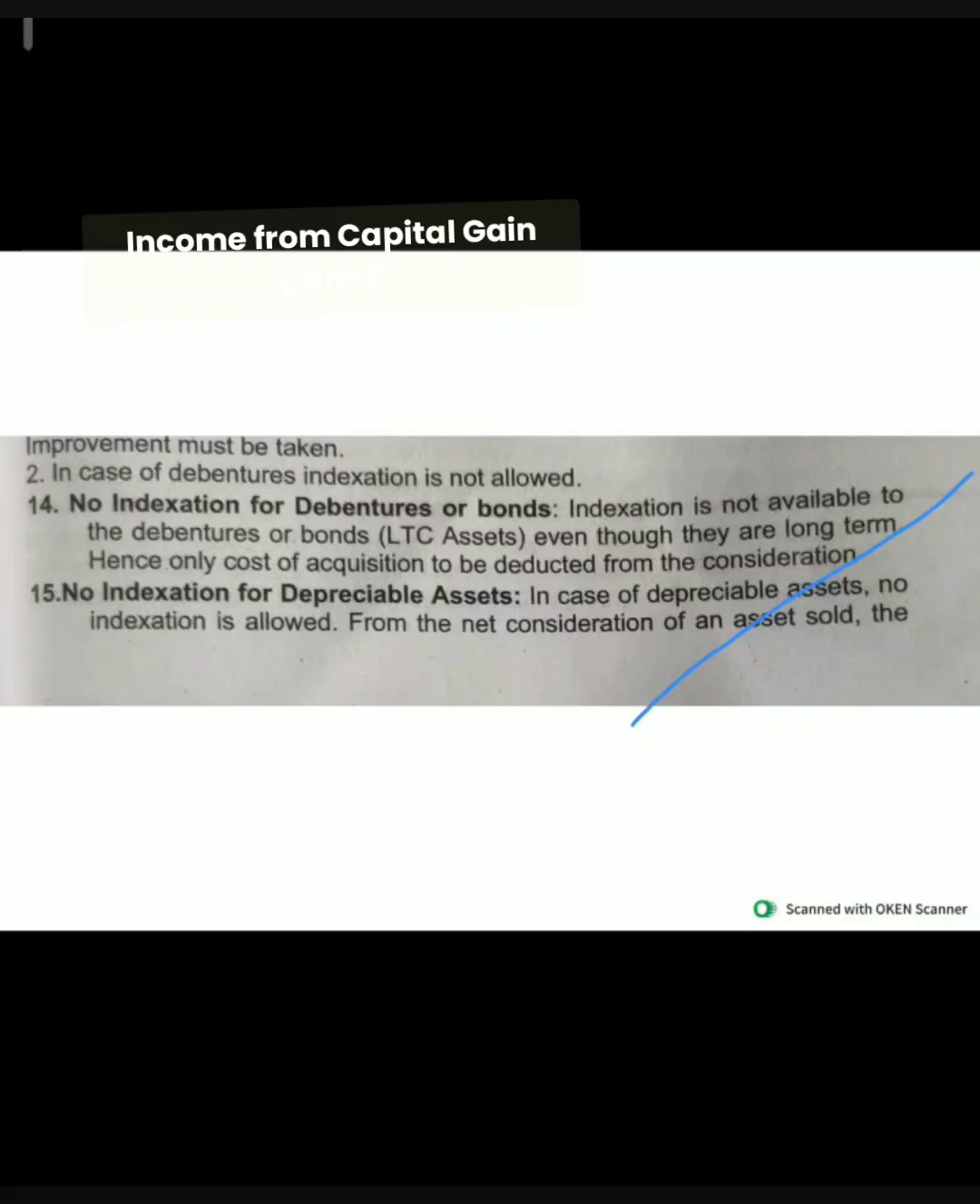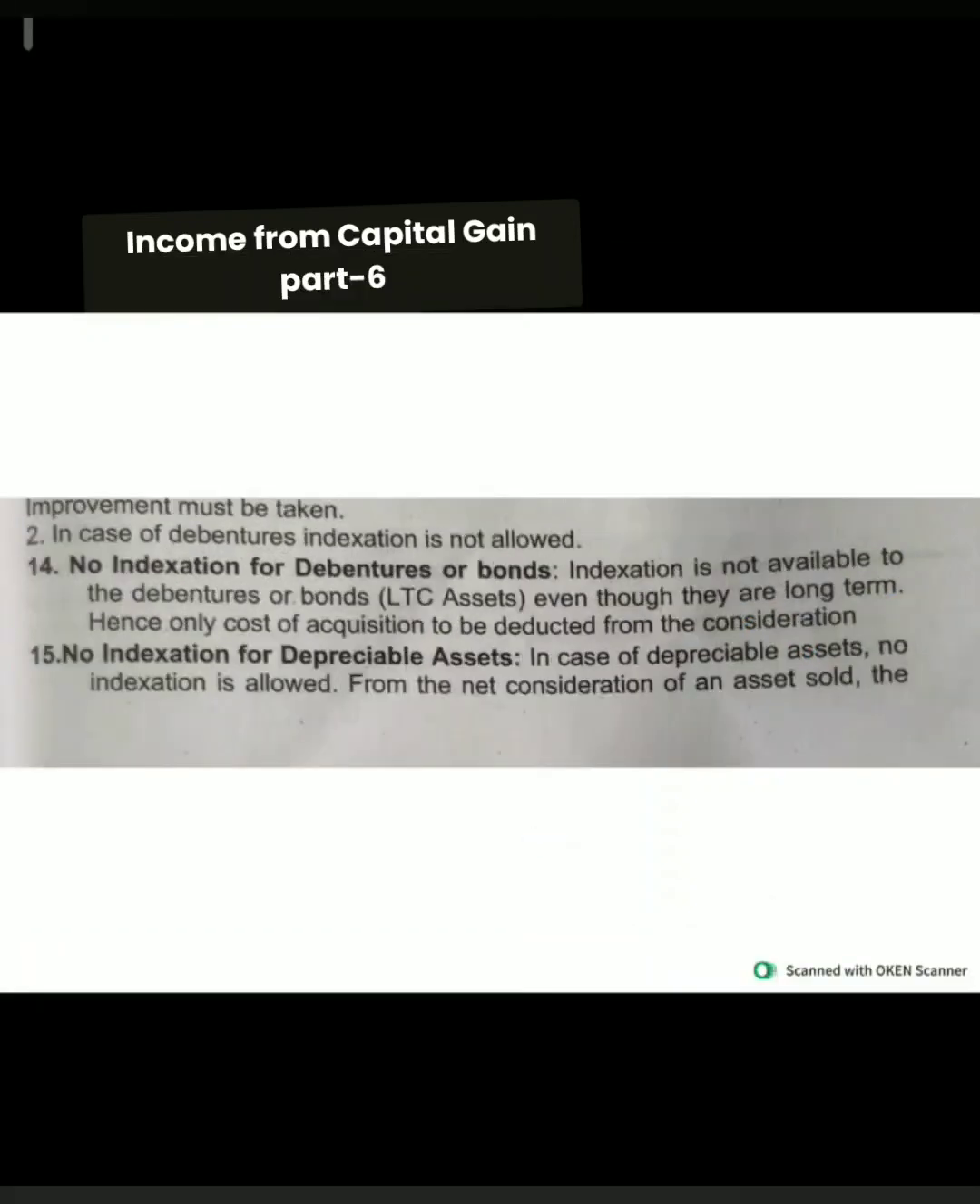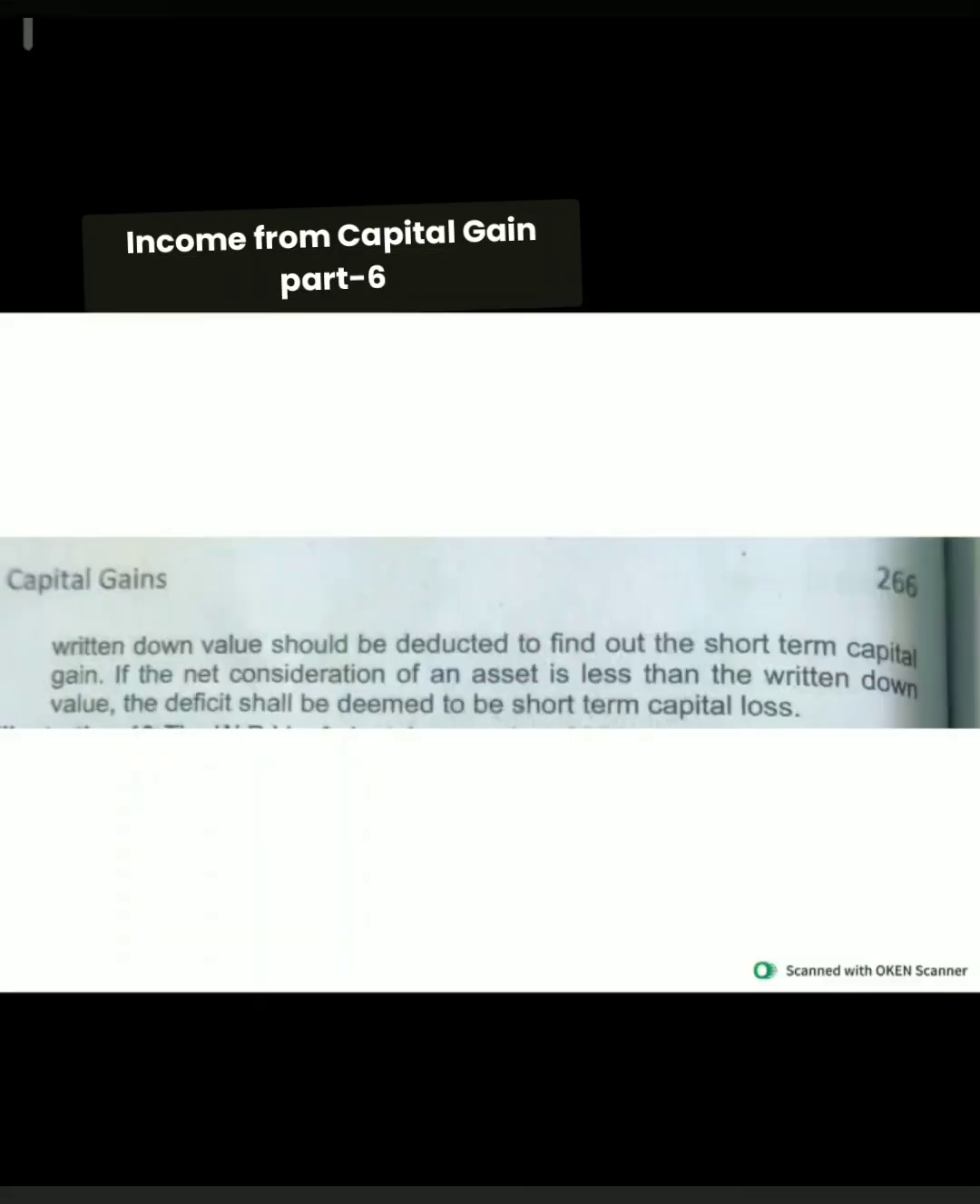Net consideration of an asset sold is taken as the consideration, and the written down value should be deducted to find out the short-term capital gain. If the net consideration of an asset is less than the written down value, the deficit should be deemed to be a short-term capital loss.